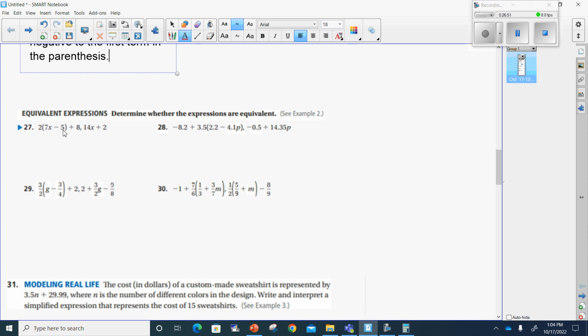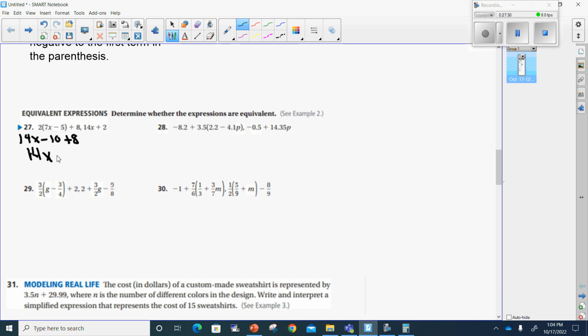So are these expressions equivalent? Okay. So we have this term and this term. Well, this is going to be 2 times 7x, which is 14x. This is 2 times negative 5, which would be a negative 10. And then we're going to add 8, it says, plus 8. Well, I know negative 10 plus 8 is negative 2. So this is 14x minus 2.